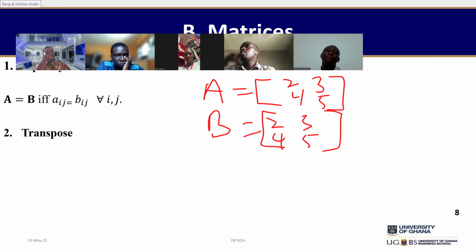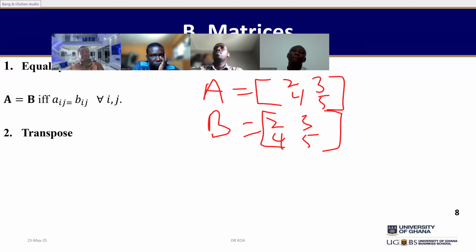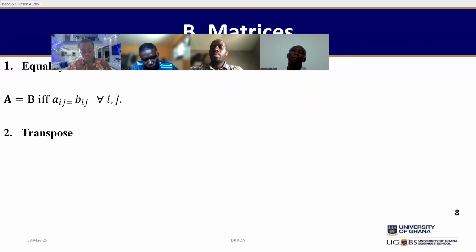Even though the letter A and the letter B are not the same, they are not A, simply because A elements and B elements are the same. A and B are the same. I think you get it. So have that rule in mind. Now we go to your transpose.